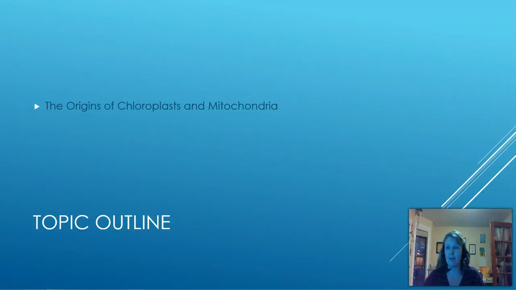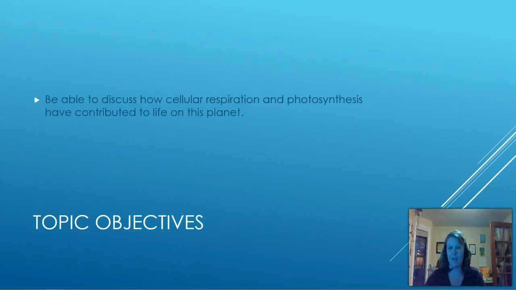So here's our topic outline. It's pretty simple. We're just going to talk about the origins of chloroplasts and mitochondria. And you only have one objective for this topic. It's a short topic, but it's really important. So I expect you to understand these and be able to discuss this concept, but I don't expect it to be the bulk of the understanding coming out of this chapter. So it's important to understand, but the main focus for you should be in the first two topics.